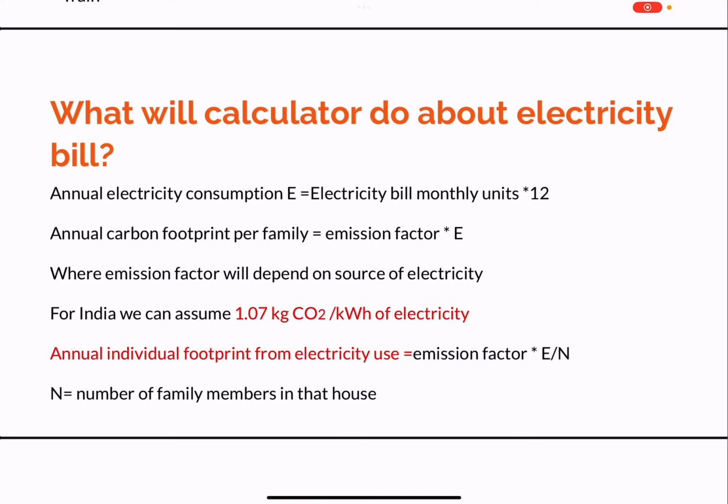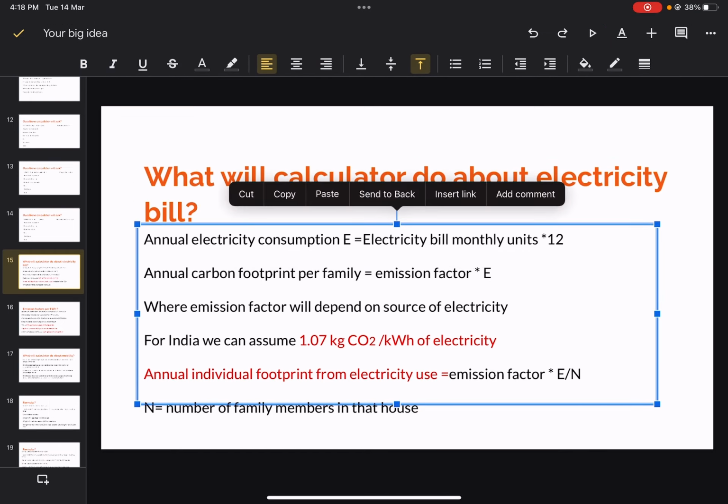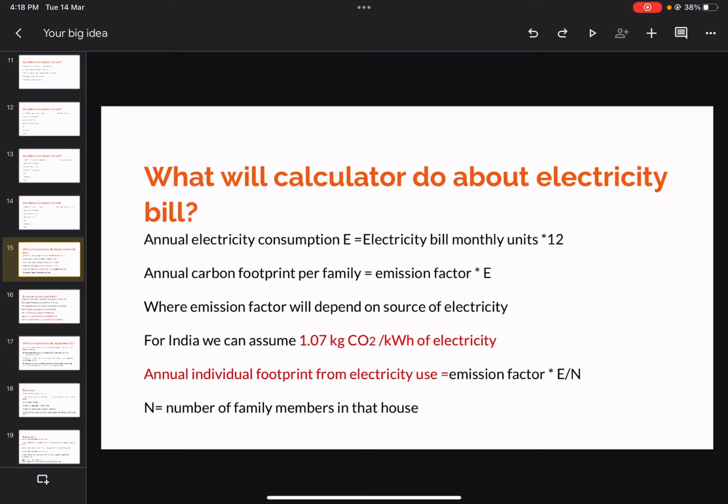Once you get that, then you multiply that with the emission factor. So for that, the calculator should be given an input of emission factor. That should be fed into the data of the calculator. The app should have inbuilt data of the emission factor of electricity. For example, if the calculator is designed only for India, then we know that the emission factor for India as of now is about 1 kg of CO2 per unit of electricity.